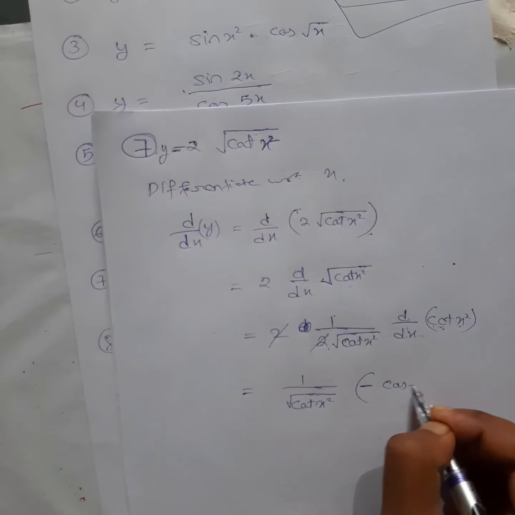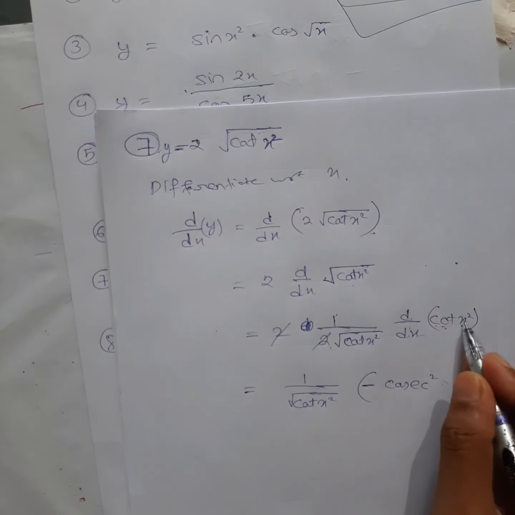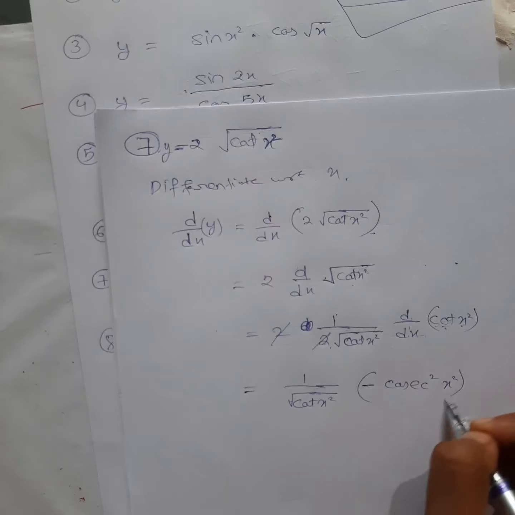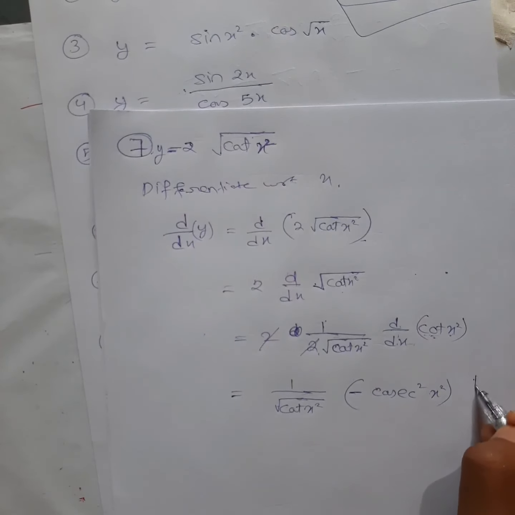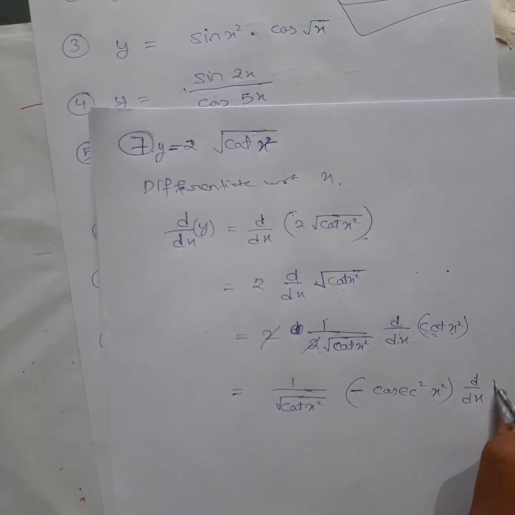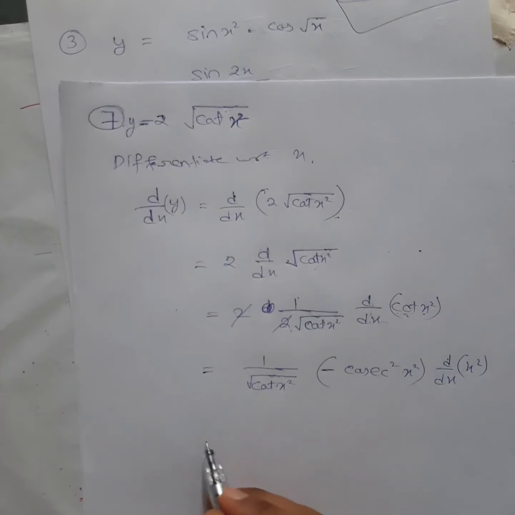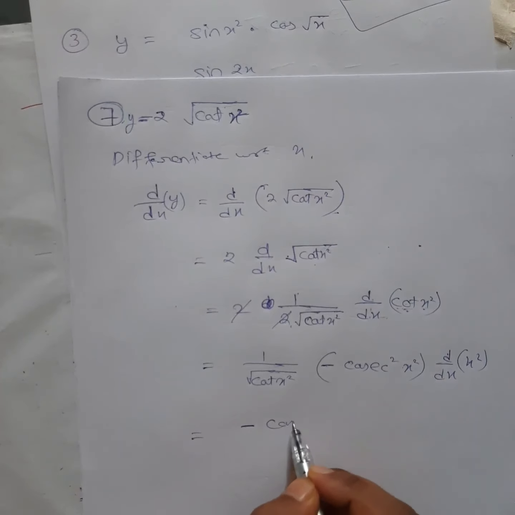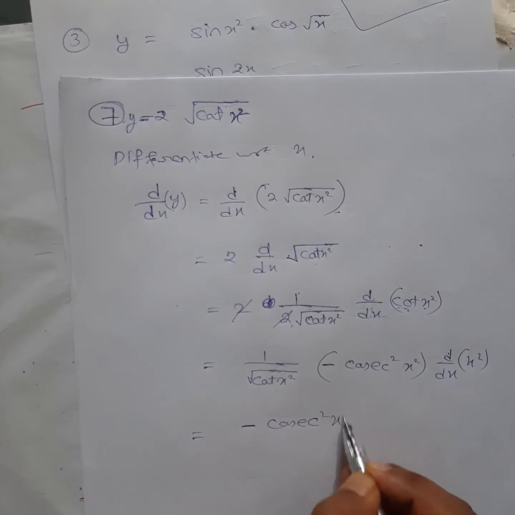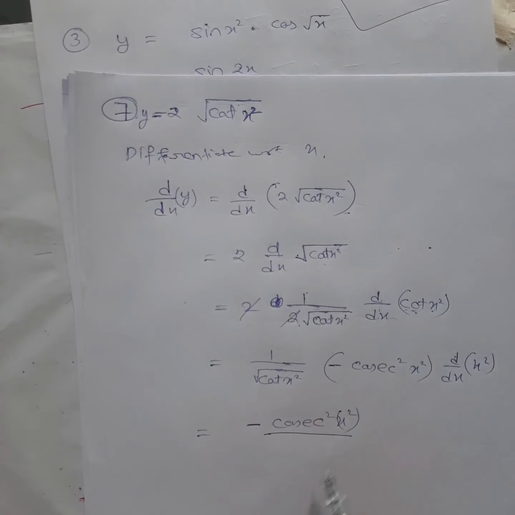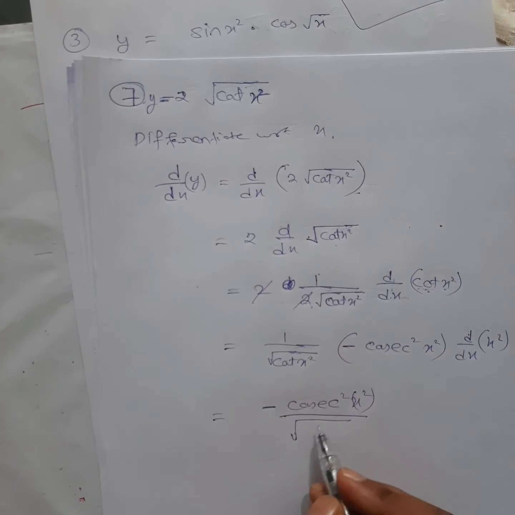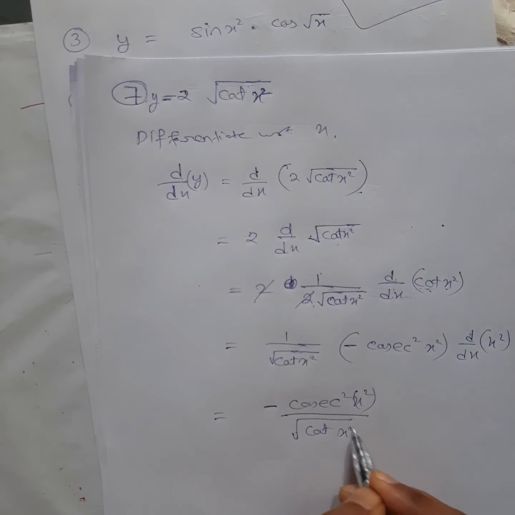So cosec squared x it was, and in place of x what do you have now? x squared. So this x squared you have to differentiate again. What will you get here? Minus cosec squared x squared, let me write this in brackets, by root cot x squared.